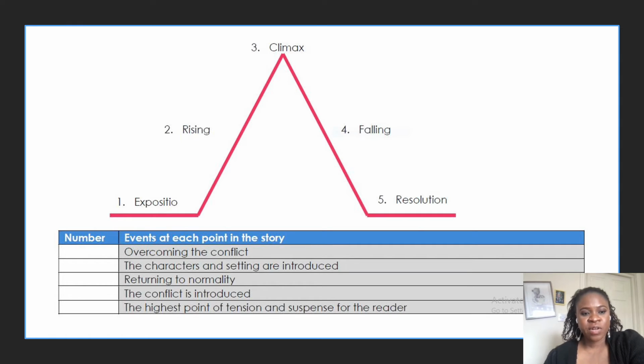Now the climax is the moment where you see the highest point of tension and suspense for the reader. This is the point where we begin to say, oh, what's going to happen next? And then falling action is when the conflict is being overcome. And then, of course, the resolution is when the story and everything happening inside it returns to normality. I hope that was clear.